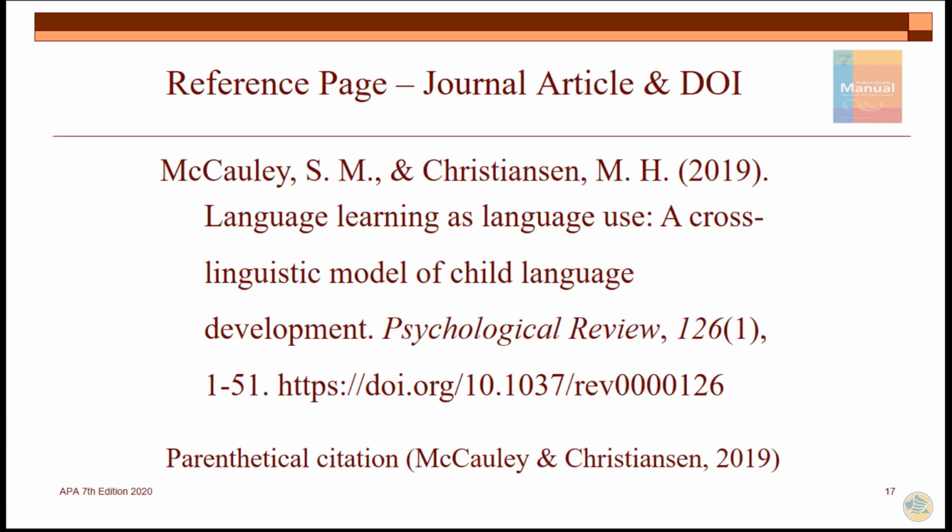Here is an example reference page citation for a journal article that has a DOI. Notice that we have Macaulay for the last name, S period M period for the first and middle initials. Instead of using the word and, we put the and symbol, or the ampersand, between the 2 authors. Christensen, comma, M period H period is the second author.